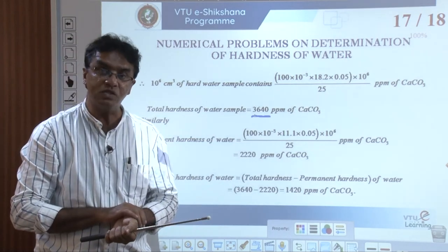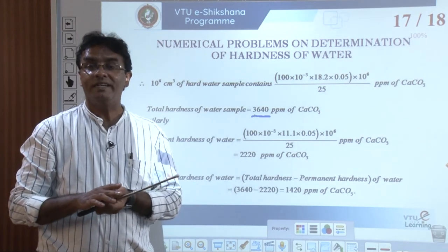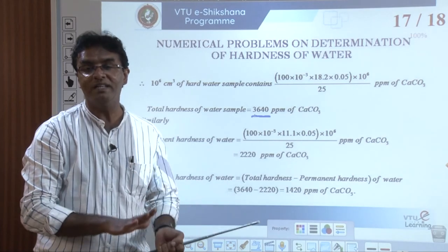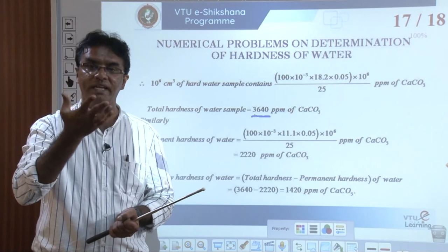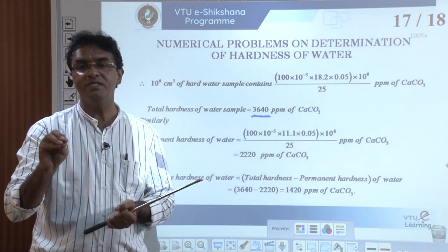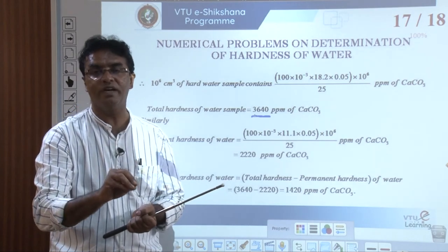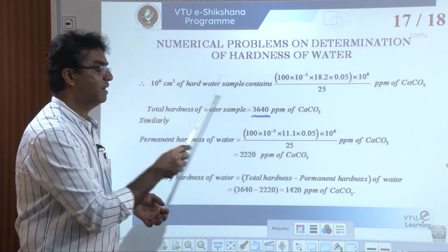This is total hardness. Why is it total hardness? Because this is the titration conducted before boiling the water sample. 25 ml of water sample was directly titrated against EDTA by taking the help of ammonia, ammonium chloride buffer and indicator. Therefore, it is always the total hardness of the water sample.